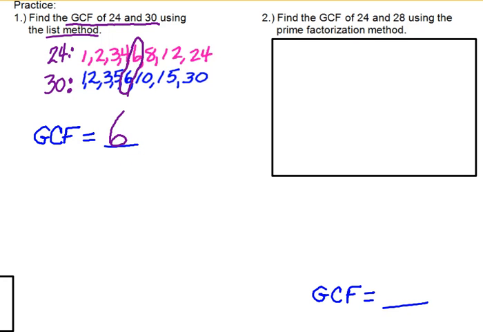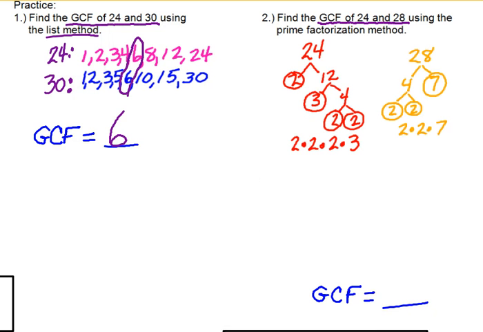For prime factorization, let's try the greatest common factor of 24 and 28. Now the first thing we want to do is make a factor tree of each one. I've already done that. So for 24, we have 2 times 12, 3 times 4, 2 times 2, and here's our prime factorization. For 28, we have 4 times 7, branch again, 2 times 2, and our prime factorization is 2 times 2 times 7.